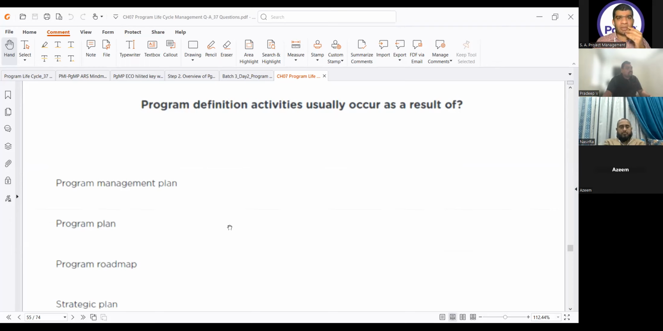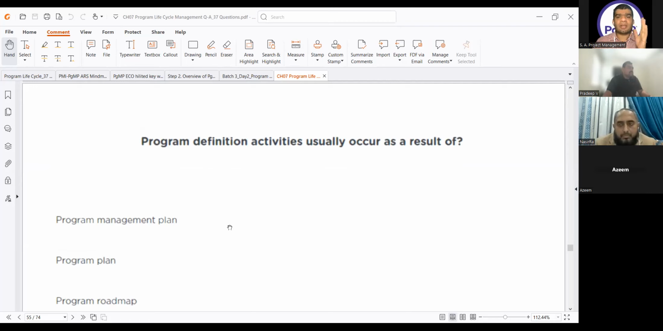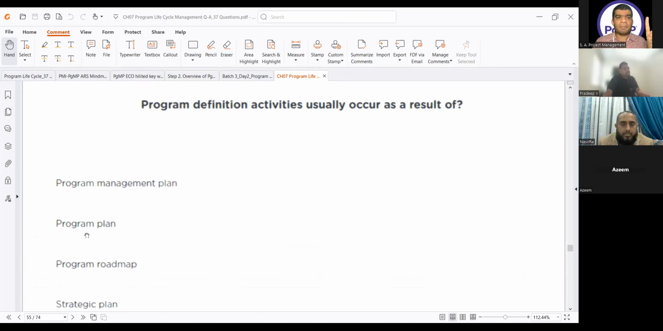Program management plan, possible? No, this is the end result. That is an end result. I need some document which is coming as an input to the definition activities, right? So program management plan cannot be the option. Everybody agrees? This is the output. This is the result. Program plan is the same as the program management plan. So I don't have any plan here.